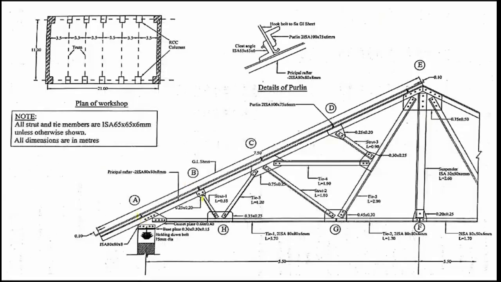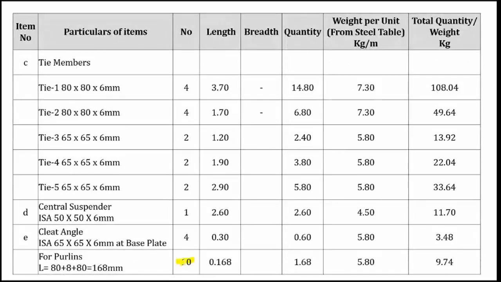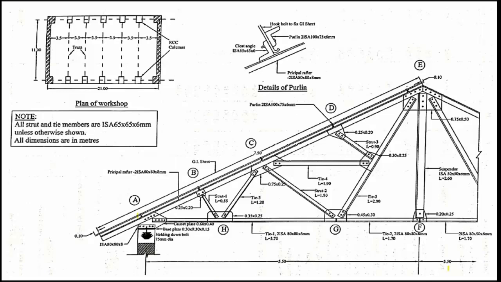So how many purlins do we have? You can see here 1, 2, 3, 4, 5. 5 numbers on left side, 5 numbers on right side. So therefore, totally we are going to have 10 numbers. Then next comes the length. So how do you calculate the length now? Size of these purlins is 80 by 80 by 8. So therefore 80 plus 8 plus 80, that will be 168 mm. That is 0.168 meters. So if you multiply, you will get the answer as 9.74 kg. This is how we are going to calculate for a cleat angle which is being provided at the purlins.